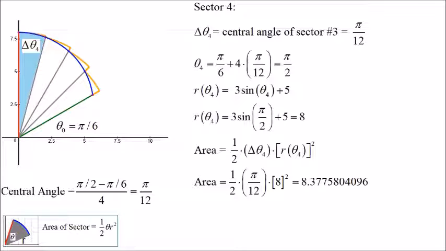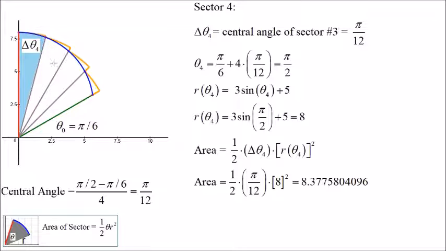And this is sector number 4. Once again, for sector number 4, the central angle is also pi over 12. And to calculate the radius, we can use the angle from the x-axis, or from the polar axis, to this line, this angle right here. Or we can use this angle from the polar axis, or the x-axis right here, all the way up to over to the y-axis.